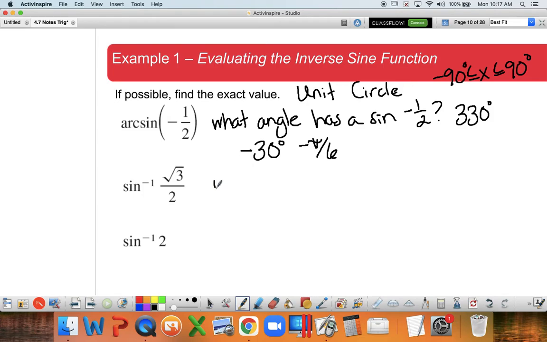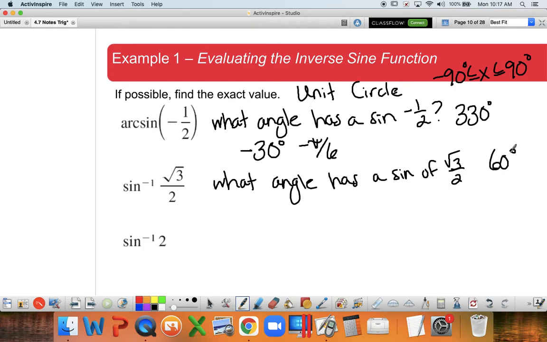Right? Keep that unit circle out. So what angle has a sine value of square root of 3 over 2? And it's 60 degrees, or pi over 3.